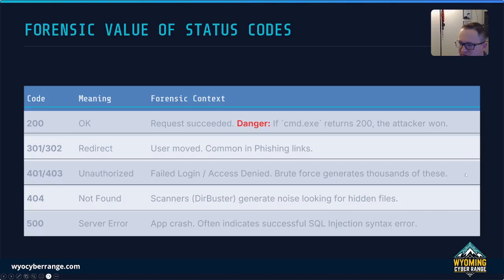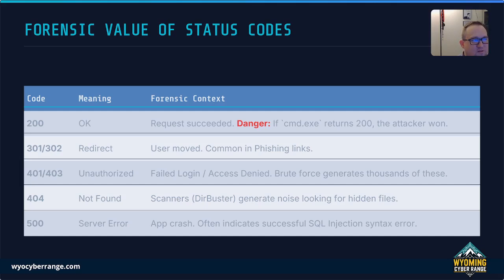HTTP status codes are going to hold a lot of information in determining whether an attacker was successful or not. So you do need to know these codes when you're reading the logs. The first code is 200. This means the request succeeded. It's only dangerous if it's trying to execute things like cmd.exe. That's kind of bad. We don't want that. But if we see a bunch of 200s, it could just be someone browsing our web page.